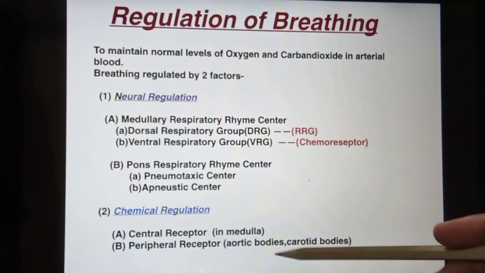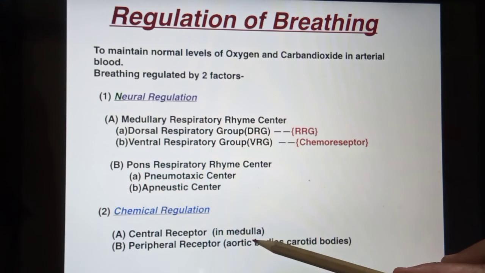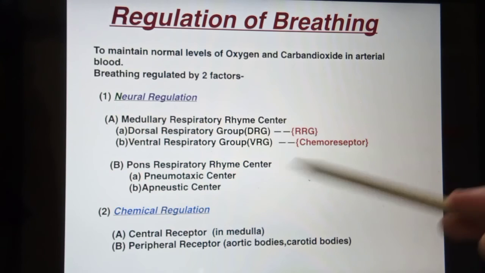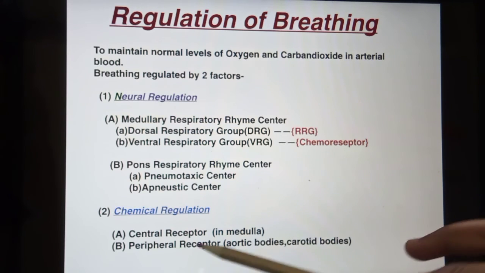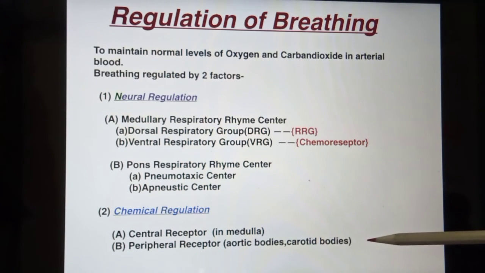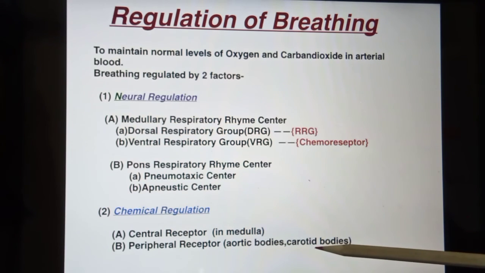So there are two receptors. First is the central receptor that is present in the medulla, that is also called the ventral respiratory group, that is the chemoreceptor, and central receptor are the same. Second is the peripheral receptor. What is the peripheral receptor? That is the aortic bodies and carotid body. How do they work? Wait, this peripheral receptor is present near your heart, in the aorta, and second in the carotid arteries.